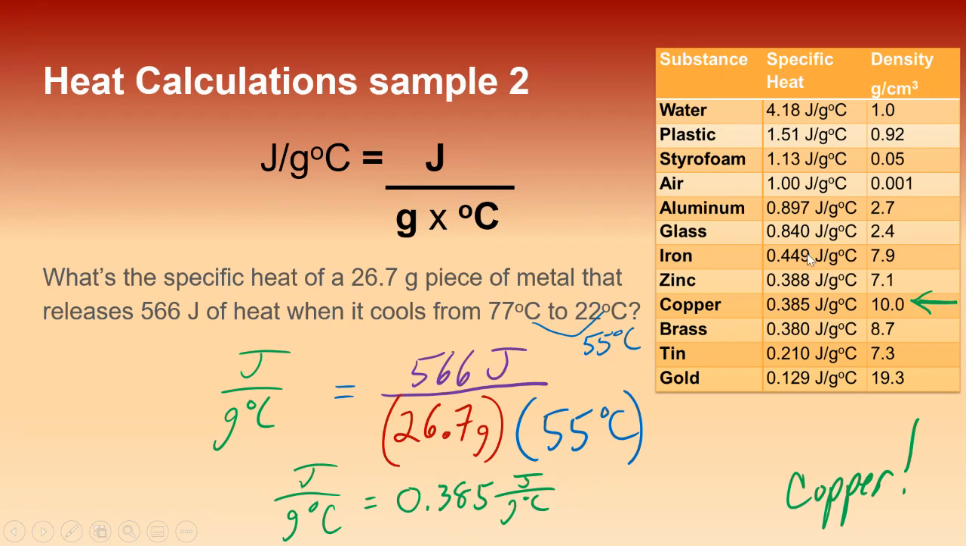So if you look on your chart, you'll see copper has a specific heat of 0.385 joules over grams degrees Celsius. And we call that an intensive property. It's intensive because no matter how much copper you have, a gram or a ton, it's still going to have the same specific heat. So you can identify things this way using specific heats.